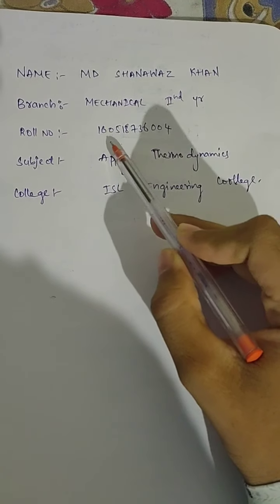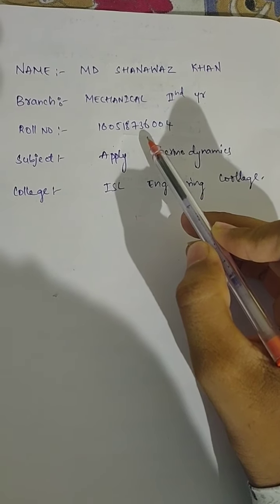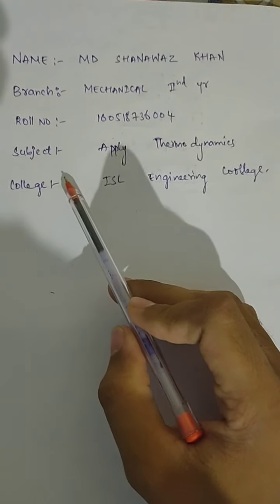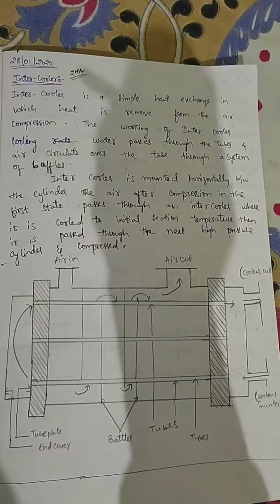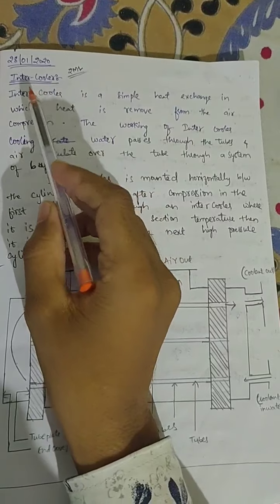My roll number is 1605187360004. Subject name: Applied Thermodynamics. My college name is ISL Engineering College. And my topic is intercooler.